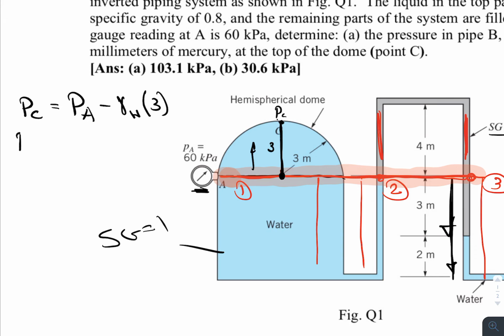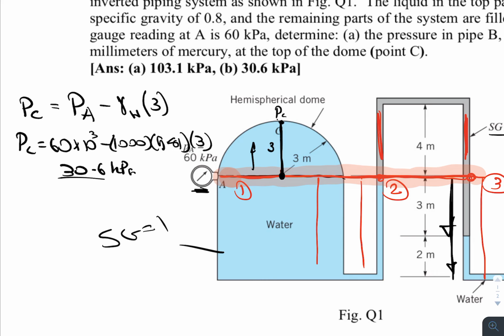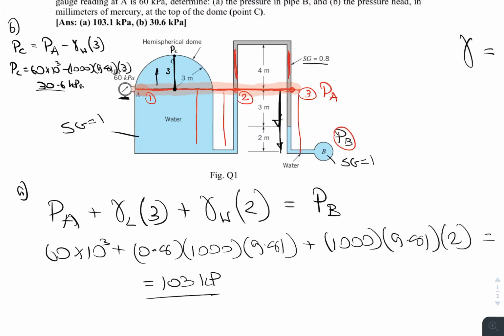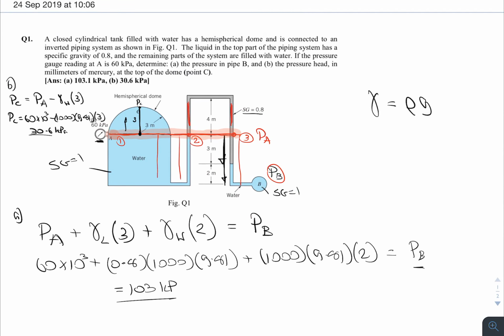Okay, so PC is equal to 60 times 10 to the 3 minus 1,000 times 9.81 times 3 meters. And when you work that out, you get 30.6 kilopascals, which makes sense. The pressure at point C should be lower than the pressure at point A. So this is part B, this is part A, and you'll find this PDF on Brightspace.